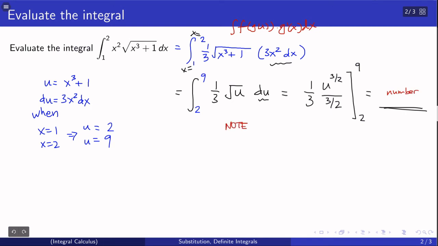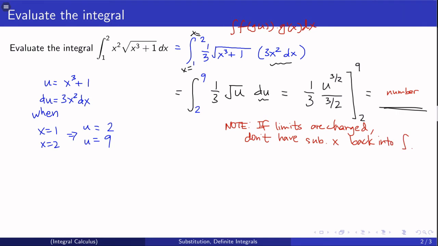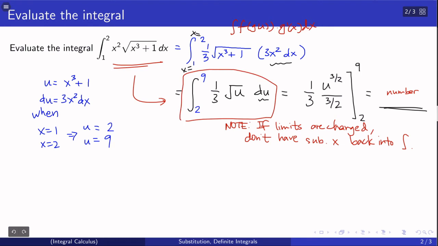And the important thing to note here is that if you change the limits when you do the substitution, you don't have to substitute x back into your integral, because you already have a definite integral with respect to u. And in fact, this is saying this integral is equal to this one, so you can just look at this one and evaluate that and be done with it.